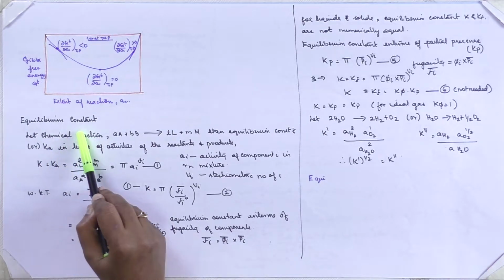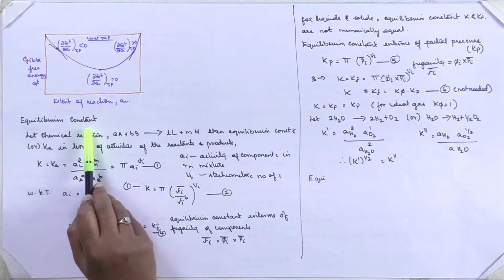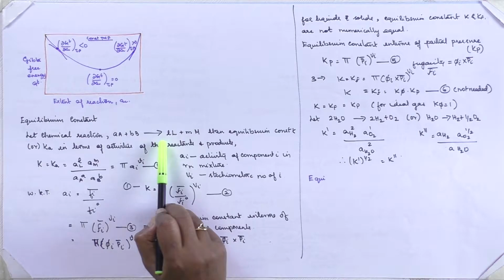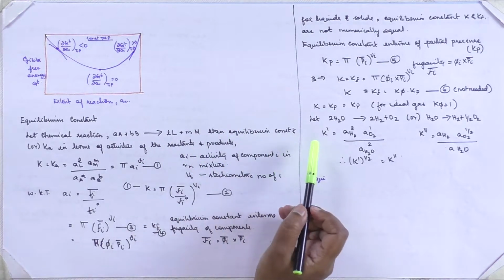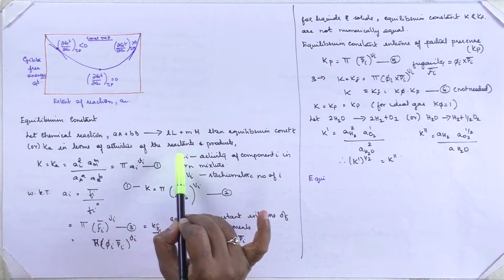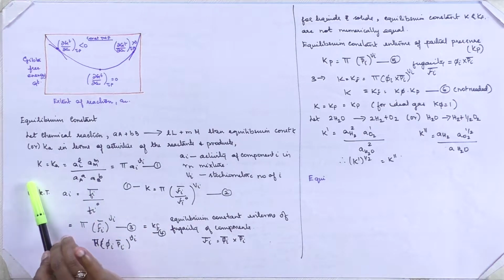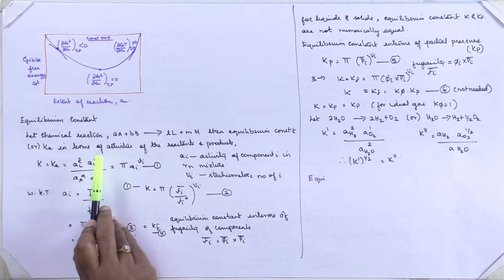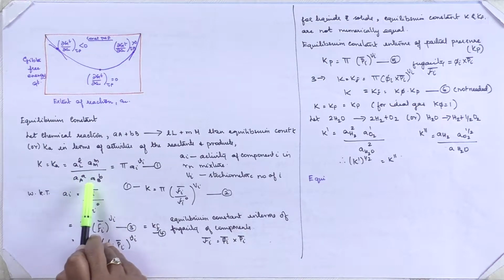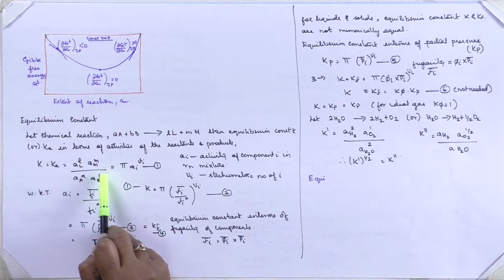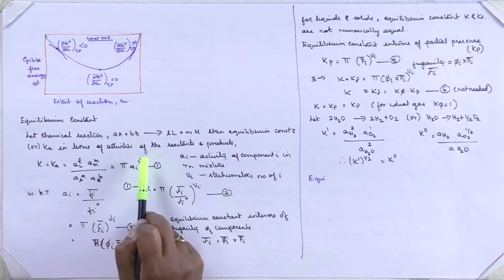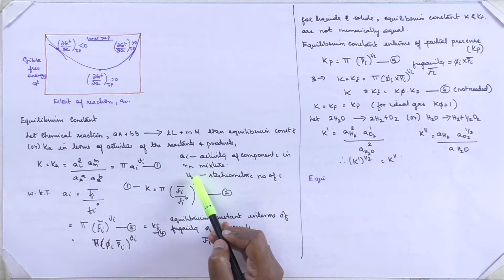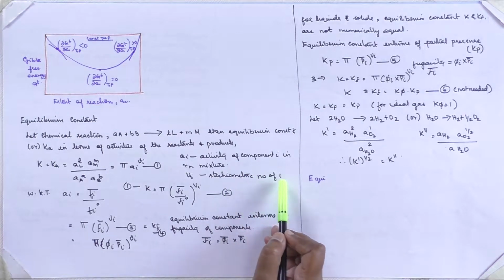We are going to derive an expression for the equilibrium constant. Let a chemical reaction be where a moles of A react with b moles of B, which gives l moles of L and m moles of M. Then the equilibrium constant K or Ka in terms of activities of the reactants and products is given by the expression K is equal to Ka, which is equal to a_L power l, a_M power m divided by a_A power a and a_B power b, which is equal to pi a_i power v_i, where a_i is the activity of the component i of the reaction mixture and small v_i is the stoichiometric number of i.